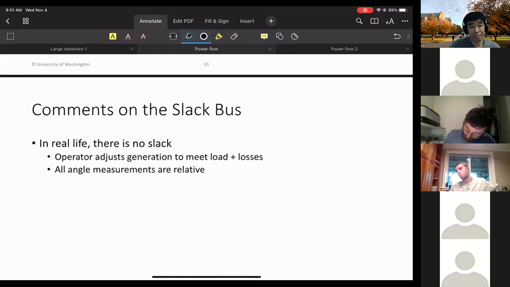So in practice, does the choice of slack bus matter? Does the solution in the system change if I change which bus I designate as a slack bus?